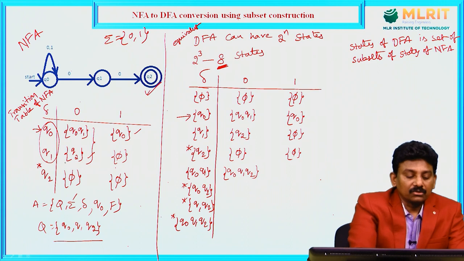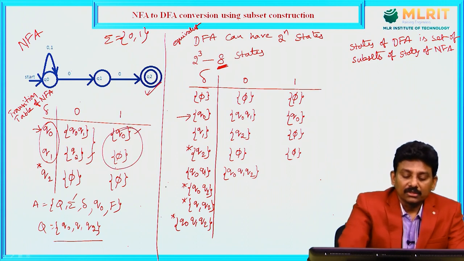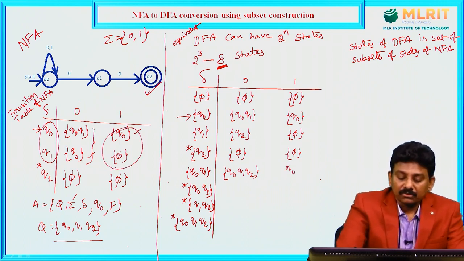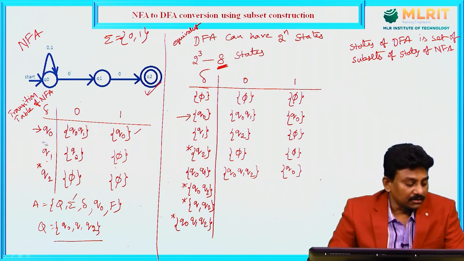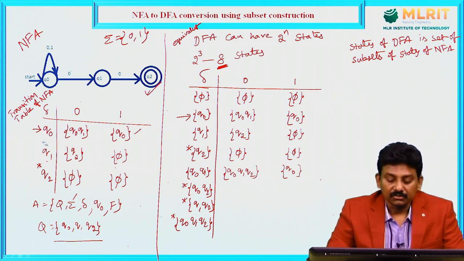Next Q0, Q1 on 1. Take union of these two. That is Q2, Q0 and pi. So, only Q0. Q0, Q1, that is Q0, Q1, Q2 and Q0, Q1 on 1, that is 0, Q0.